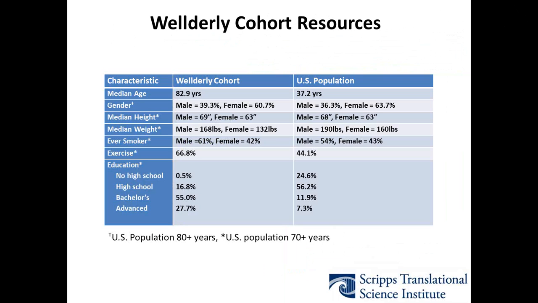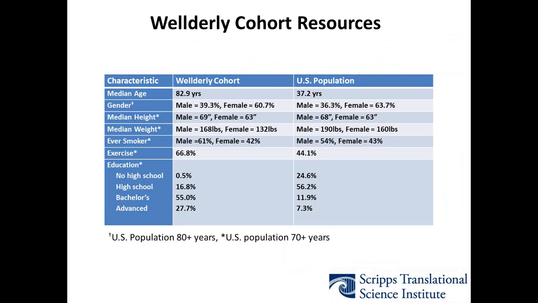So the gender distribution is about 60-40, female to male. That's approximately equal to what you see in the U.S. population over the age of 80 years old. Their median heights are shown here. They're about the same height as everyone else. So there is an association that shorter individuals tend to live longer, but there doesn't seem to be any selection for height here. They do weigh less than the average individual of their age in the U.S. population.